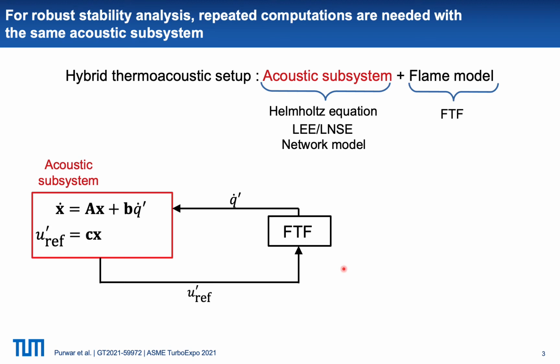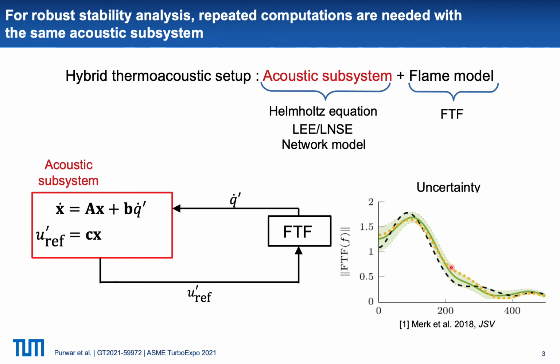However, there are various uncertainties involved in the system. One source of uncertainty is related to the flame transfer function, which arises in the system identification process and is considerable, especially for turbulent flames. In order to perform robust stability analysis, multiple realizations of the FTF are required to be coupled with the same acoustic subsystem. This can be computationally expensive if the acoustic subsystem has a large number of degrees of freedom.